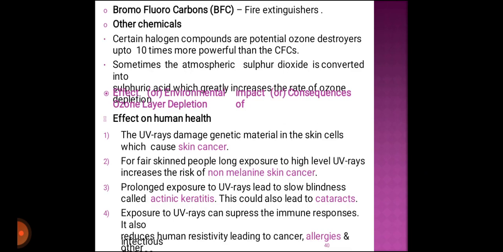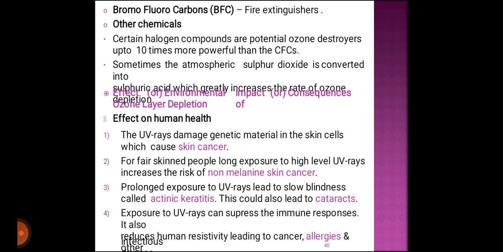Prolonged exposure to UV rays leads to slow blindness called astigmatism keratitis. This could also lead to cataracts. That means eye damage will occur, so it reduces eyesight. Exposure to UV rays can suppress the immune response and human resistance, leading to cancer, allergies and other infectious agents.